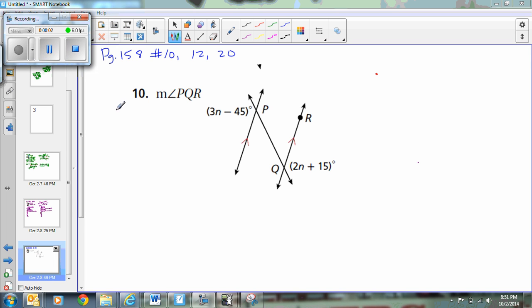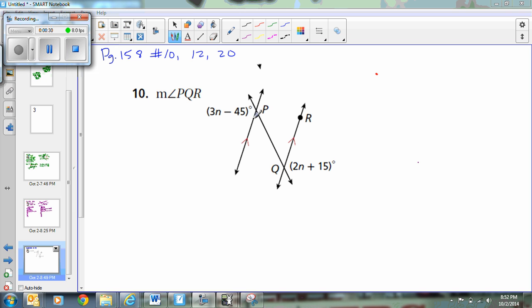All right, this video will give you some homework hints for numbers 10, 12, and 20 on your page 158 assignment. All right, so let's start by taking a look at number 10. Notice on number 10 these two arrowheads. Remember what that means. That's how we indicate that two lines are parallel. So we have parallel lines being cut by a transversal.